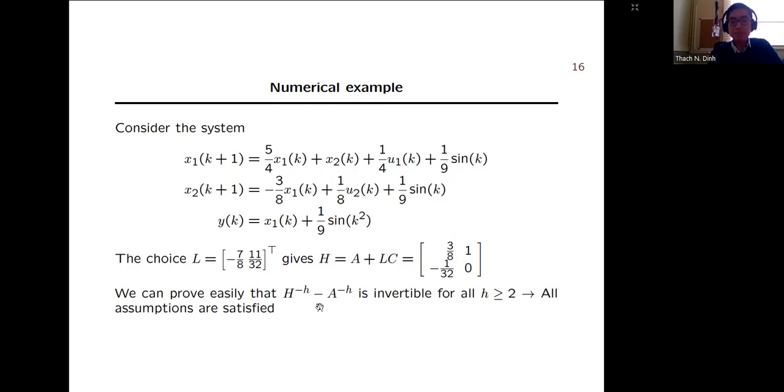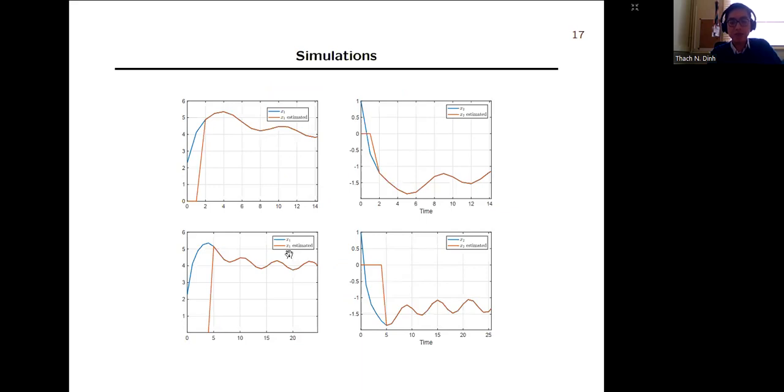We can easily prove that for this example, S power minus S minus A power minus S is invertible for all S greater than 2. So all assumptions are satisfied. So we can plot the exact estimate as you see on the picture.